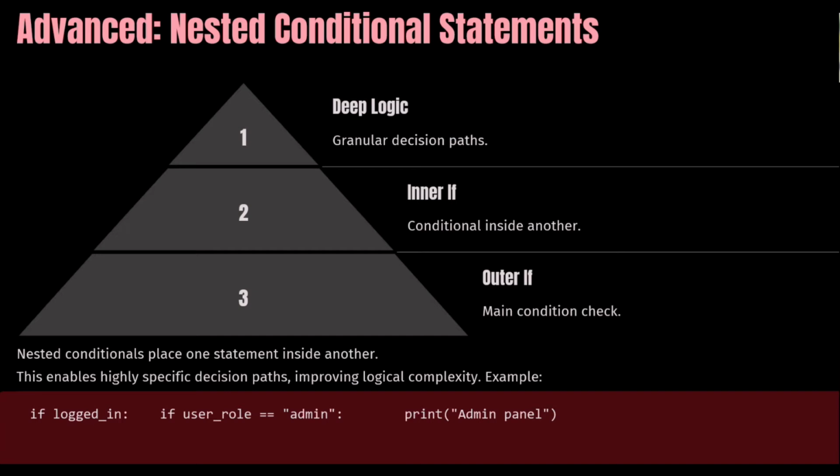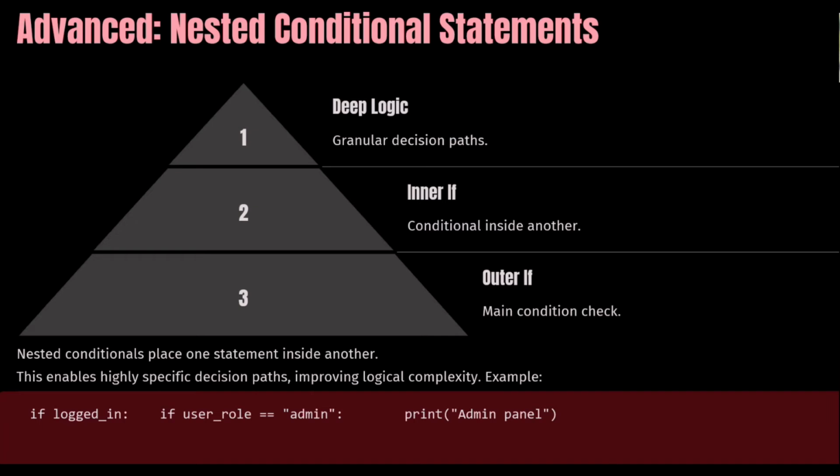If logged in, and first the user role is equal to admin, then the first if block is passed, then go to the second if. If the second if passes, then it will print the admin panel. Otherwise, it will not show. Like how an admin password works, it will be nested like that.